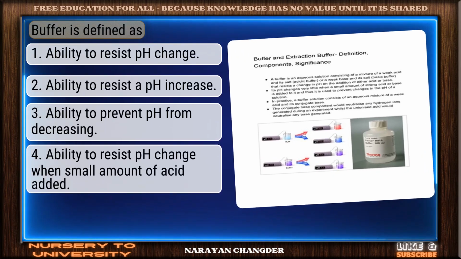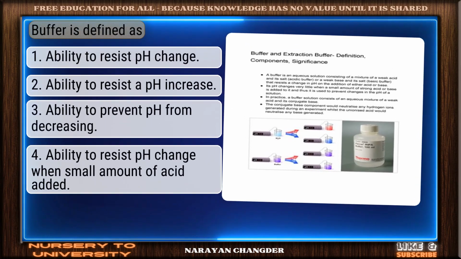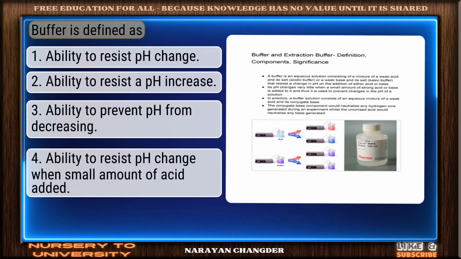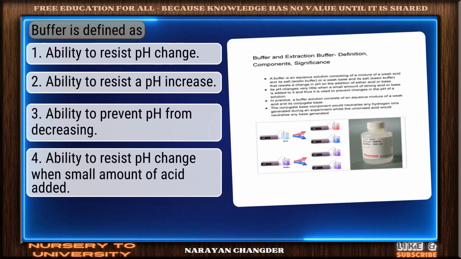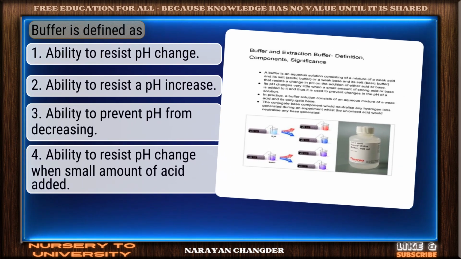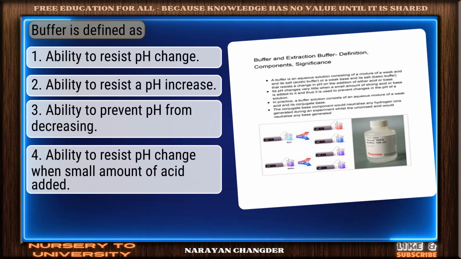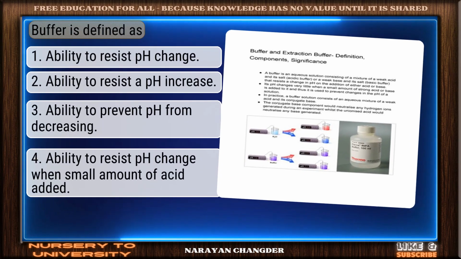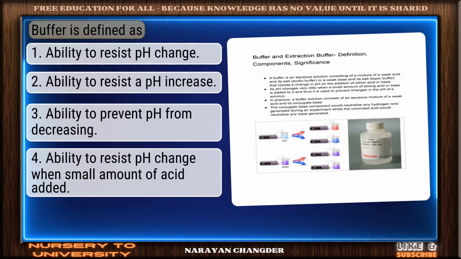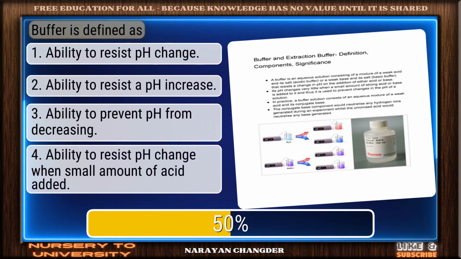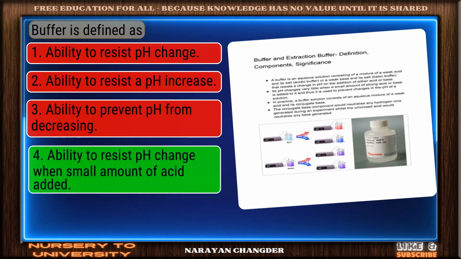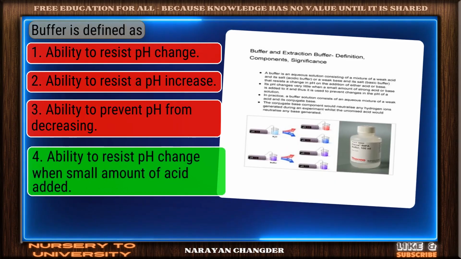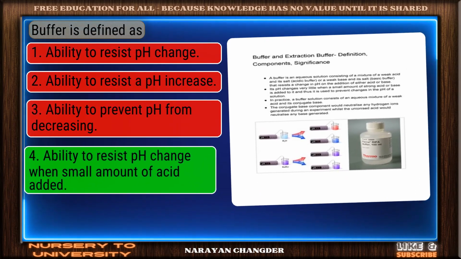Buffer is defined as Option 1, ability to resist a change. Option 2, ability to resist a pH increase. Option 3, ability to prevent pH from decreasing. Option 4, ability to resist change in pH when small amount of acid added. Yep, ability to resist change when small amount of acid added is correct.